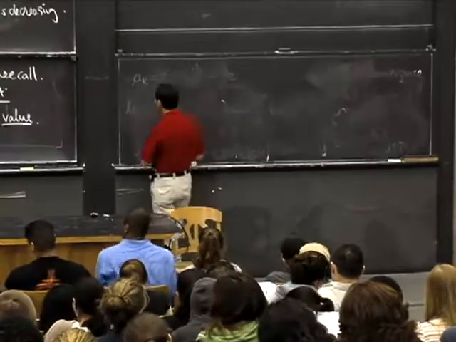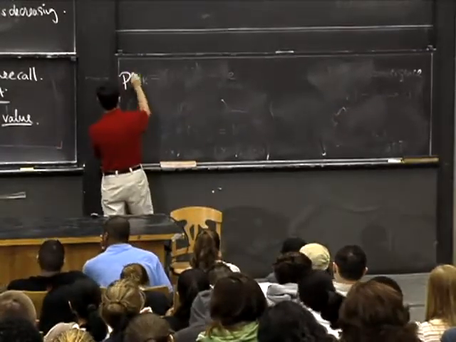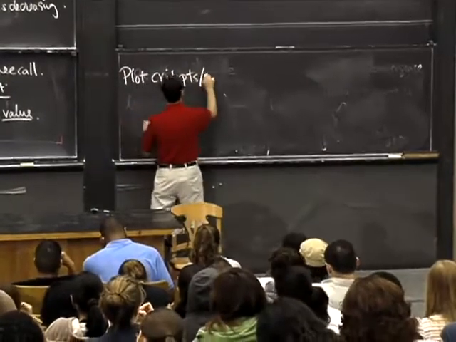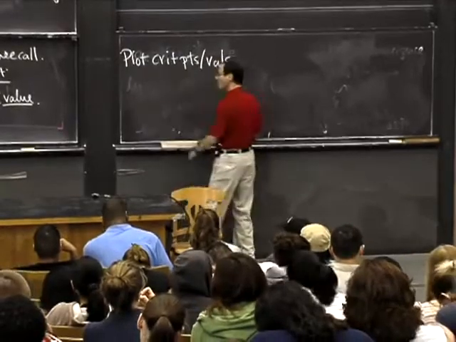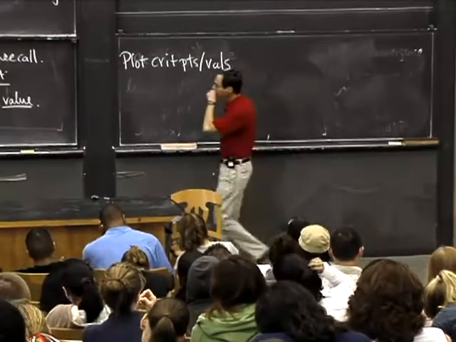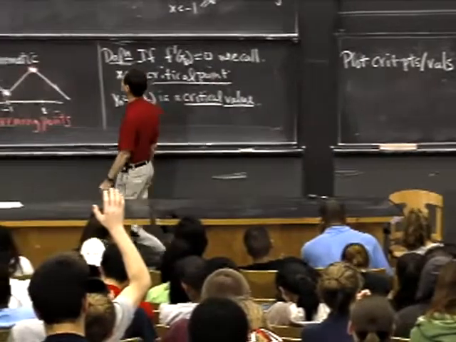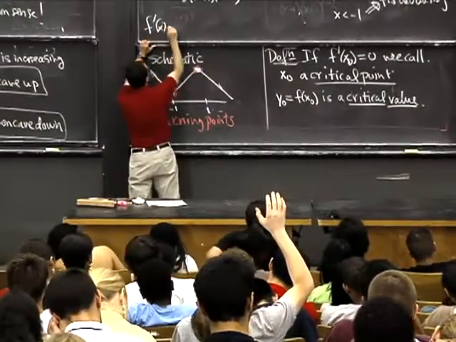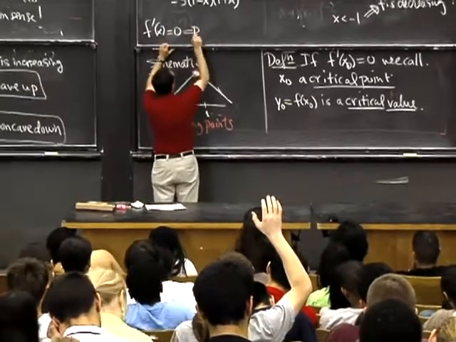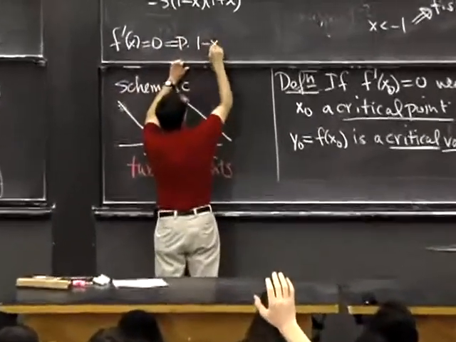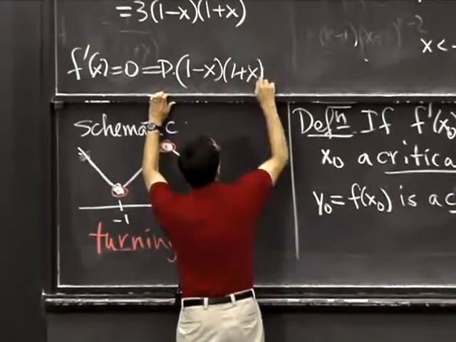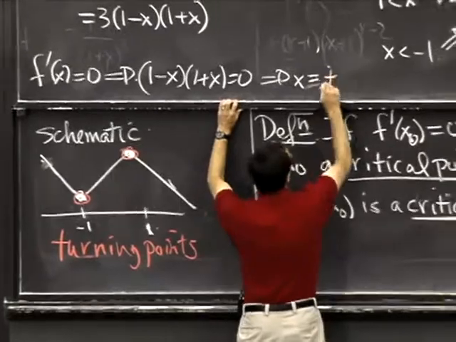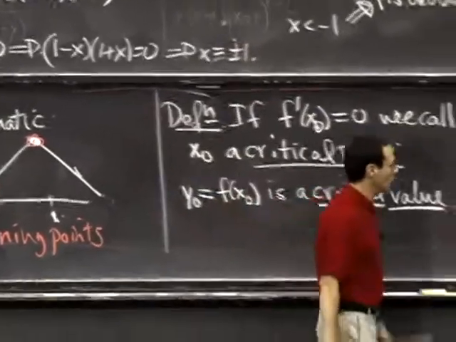Okay, so what I'm going to do is just plot them. We're going to plot the critical points and the values. Well, we found the critical points relatively easily. I didn't write it down here, but it's pretty obvious. If you set f of x equal to 0, that implies that 1 minus x times 1 plus x is 0, which implies that x is plus or minus 1. So those are known as the critical points.